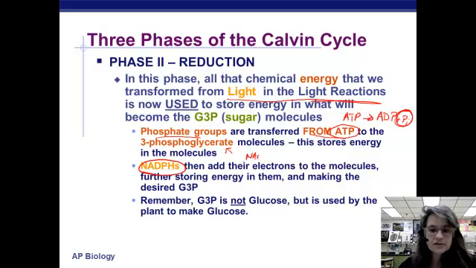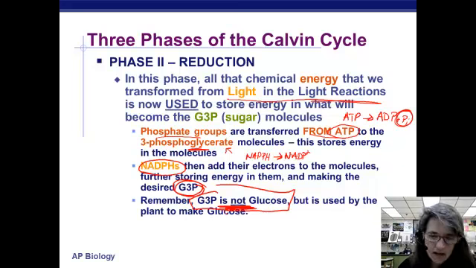So NADPH is going to become NADP plus again, because we're going to take its electrons and we're going to stick them onto that molecule that we made when we fixed carbon as well. And the product is going to be a sugar called G3P. Note that G3P is not glucose, but it is used to make glucose. It is the precursor to glucose.